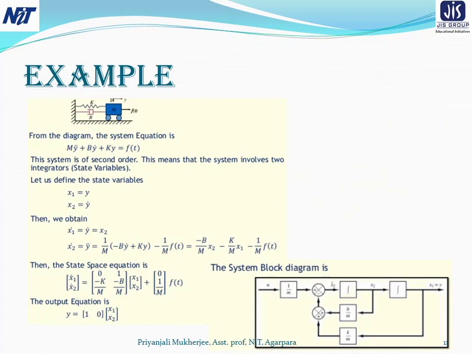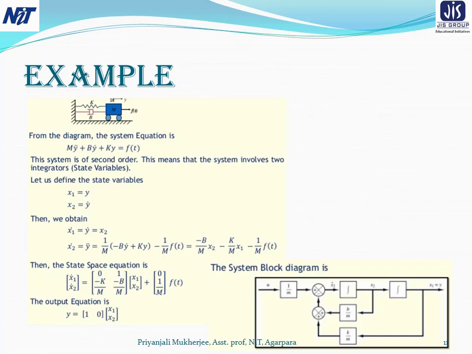Next is an example. Here one example is given, a mass spring damper system. First we need to identify the system equation, and it can be represented by m y double dot, because y is the displacement, plus b y dot plus k y, equal to f(t). So the system is of second order, which means two state variables or integrators are involved. First we will define the state variables.